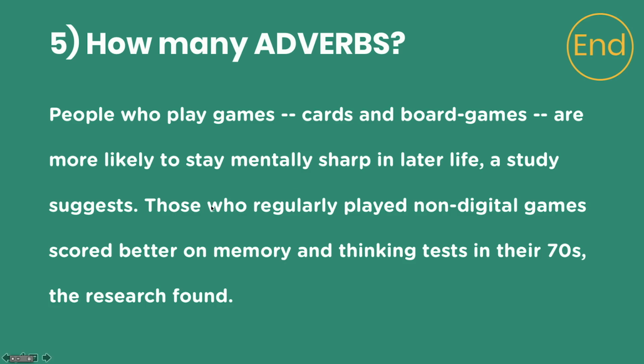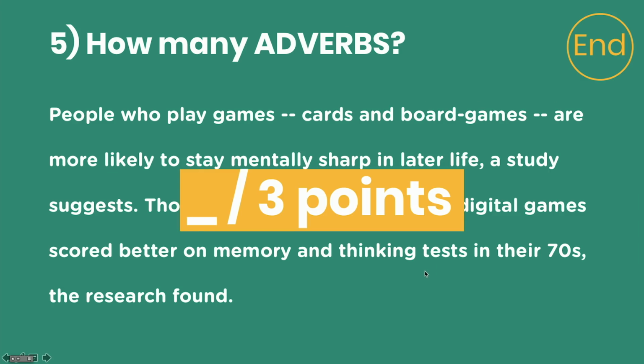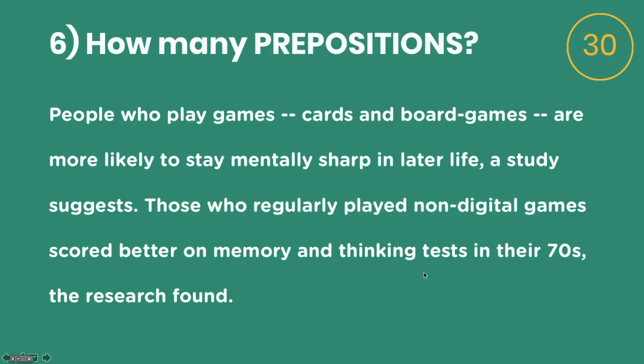Okie dokie, you should have spotted 3 adverbs here. We have likely, mentally, and regularly. Cool, 1, 2, 3. That's pretty straightforward. Okay, so 3 points for the adverbs. Let's move on to the 6-word type, prepositions. We have 2 more. How many prepositions can you find?